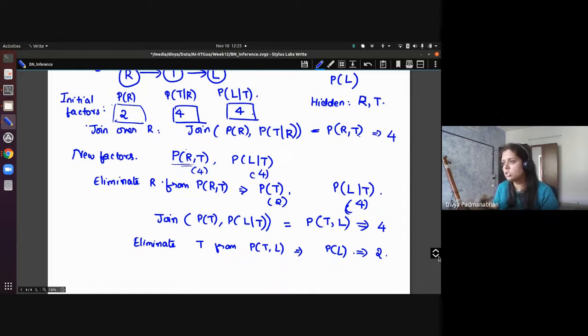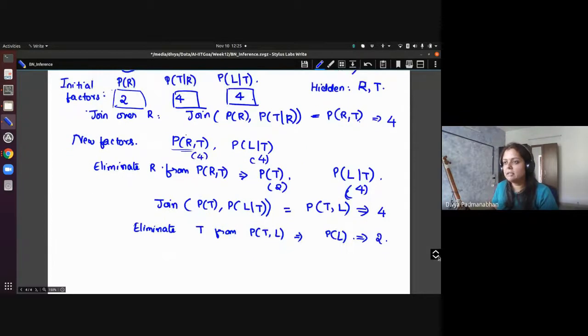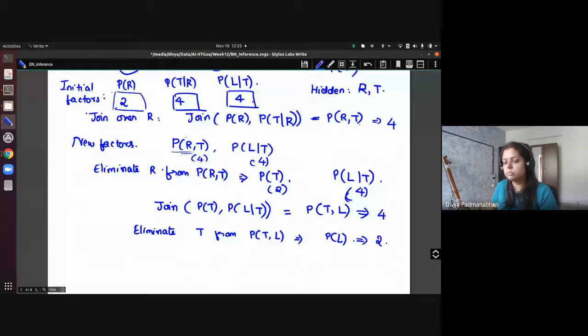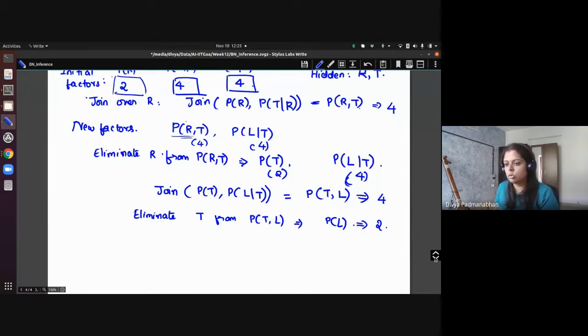Now, I also want to show you another possibility. This is one way in which we did it: we did a join, then an eliminate, then a join, and then an eliminate. Another possibility is to do a join twice and then do an eliminate. Okay. So possibility 2.